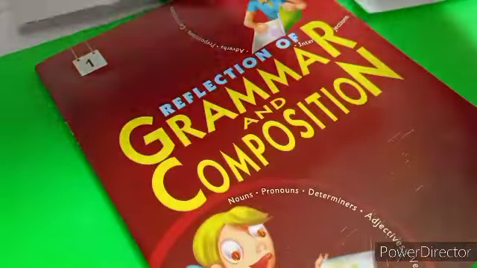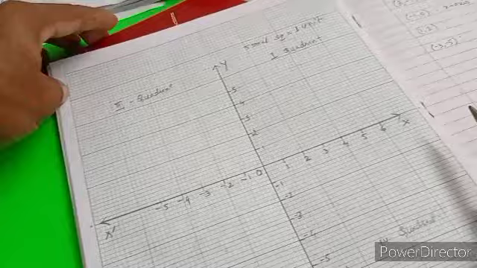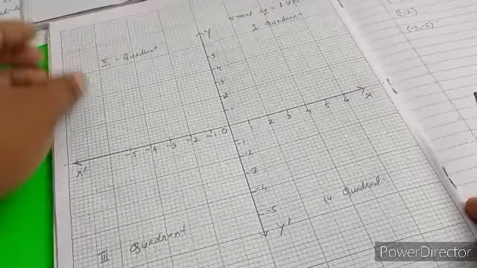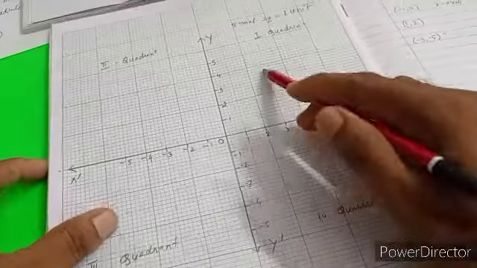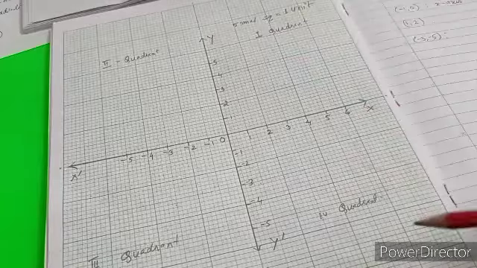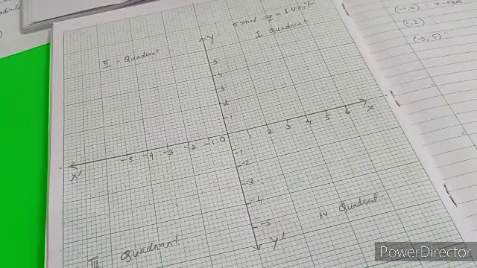I have already plotted this. I have drawn the graph. Okay, I will show you. Listen carefully. This is how the graph is. First, I have drawn the x-axis and y-axis. This is positive values. On the top, the y-axis is positive. This is negative. This is negative.